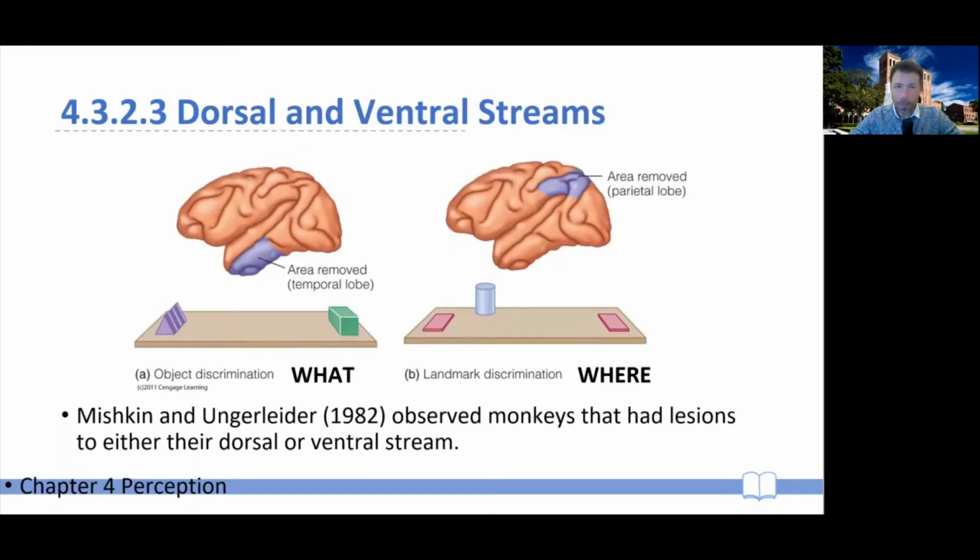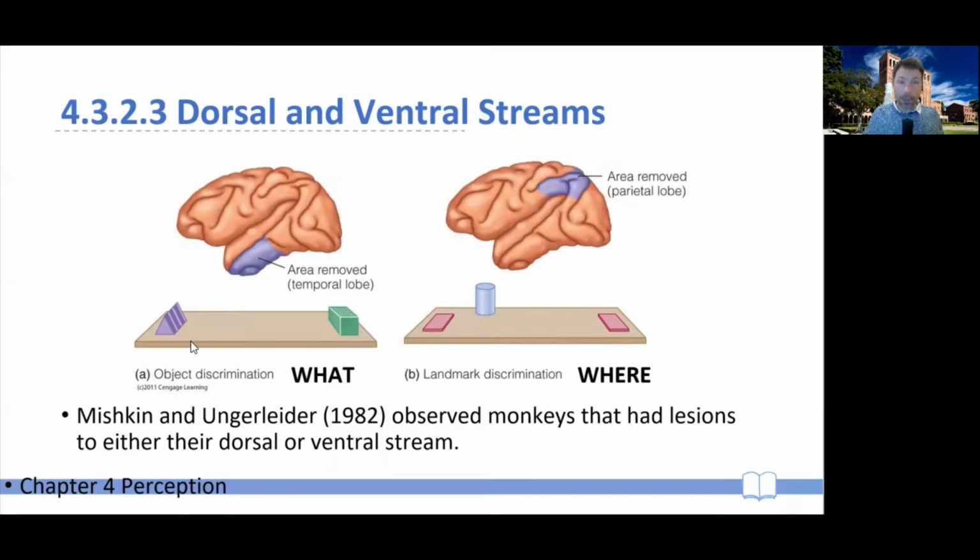in 1982. So there were two different monkeys. One had damage to the what stream, so in temporal cortex, and you can see this monkey had a damage down here, down in temporal cortex, so down the what stream. A second animal instead had damage up here in the parietal lobe, in the so-called where stream. And then they had these animals perform two different types of tasks.